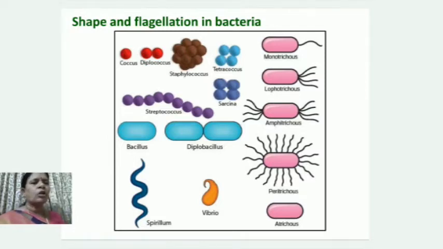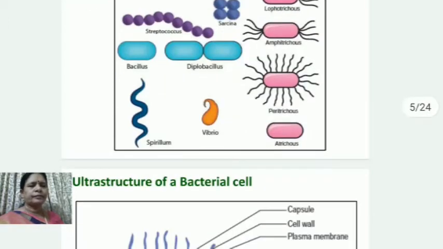Flagella is meant for locomotion. If they are with one flagellum, they are called monotrichous. If they have one cluster of flagella at one end, they are called lophotrichous. And if they have clusters at both the ends, they are called amphitrichous. And if they have flagella throughout the body on the surface, they are called peritrichous. And if they do not have flagella, they are called atrichous.